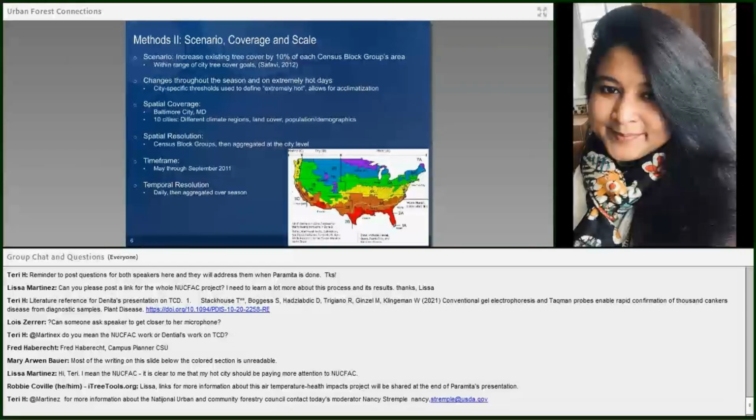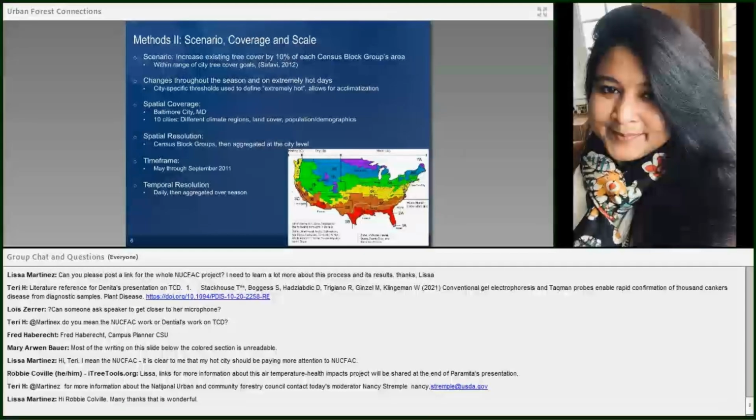Then the spatial coverage: we look at Baltimore City, and we look at 10 cities across different climate regions, land cover, population, and demographics. We look at the census block groups. We focus on the summer season between May and September, and 2011 is our data set here. And then we look at daily changes and then aggregate over the season.